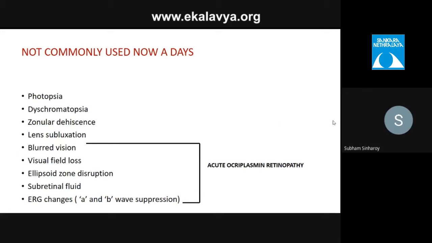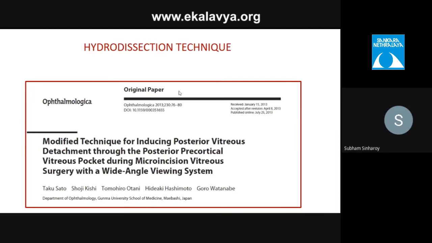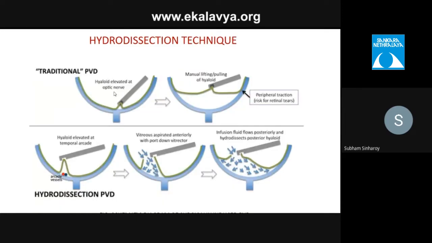and VMT cases. Coming to the hydrodissection technique, it is just a modification of the conventional technique. It was reported by Sato et al. and other authors also. The difference is that in a traditional PVD, we go to the peripapillary area, grip the posterior hyaloid, pull the hyaloid anteriorly and try to separate it manually. During this manual lifting, we can create peripheral traction which can cause retinal tears.